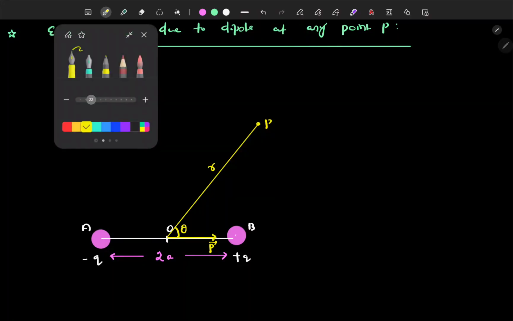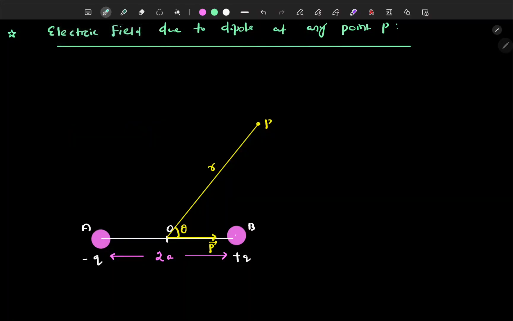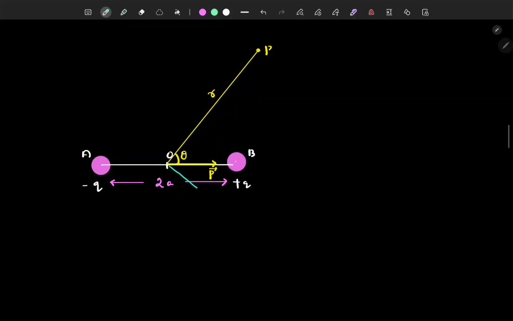Now we will split the P vector into two components. See, this is one component and this will be another component, a sin component and a cos component, both perpendicular. The component attached to the angle is the cos component, so this will be P cos theta. Let it be P1, and suppose this is P2, that is P sin theta, the other component.